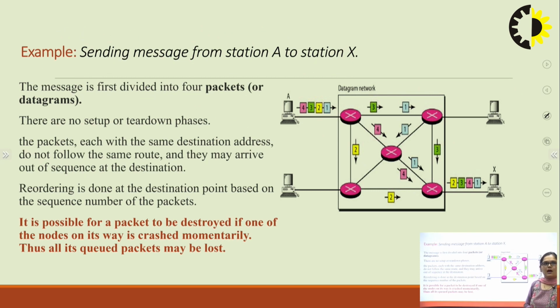So this is an example of the datagram packet switching method, in which we have 4 devices A, B, C and X. Suppose device A has to send a message to device X.